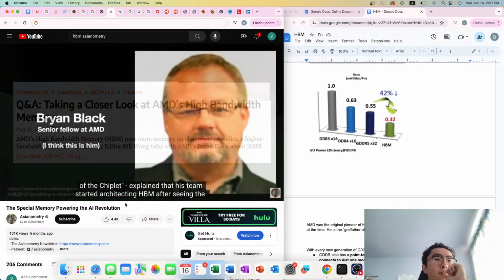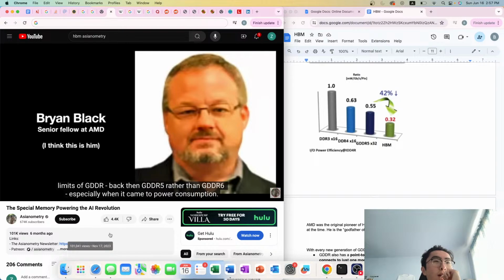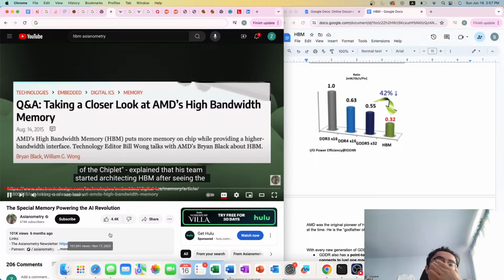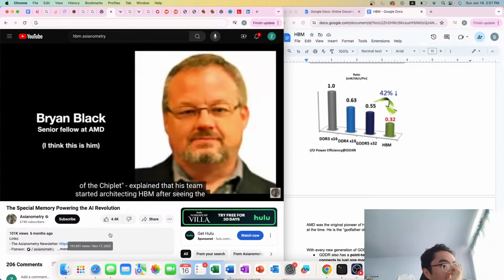Oh, nice. He explained that his team started architecting HBM after seeing the limits of GDDR, back then GDDR5 rather than GDDR6, especially when it came to power consumption.